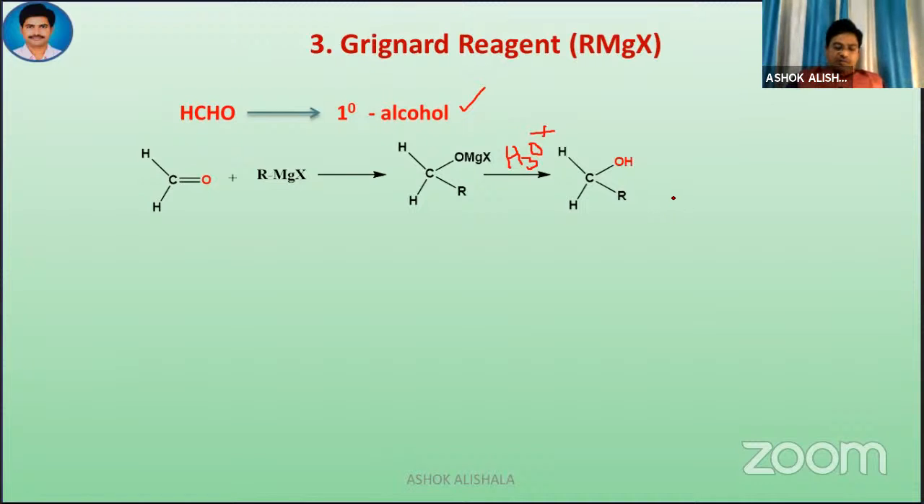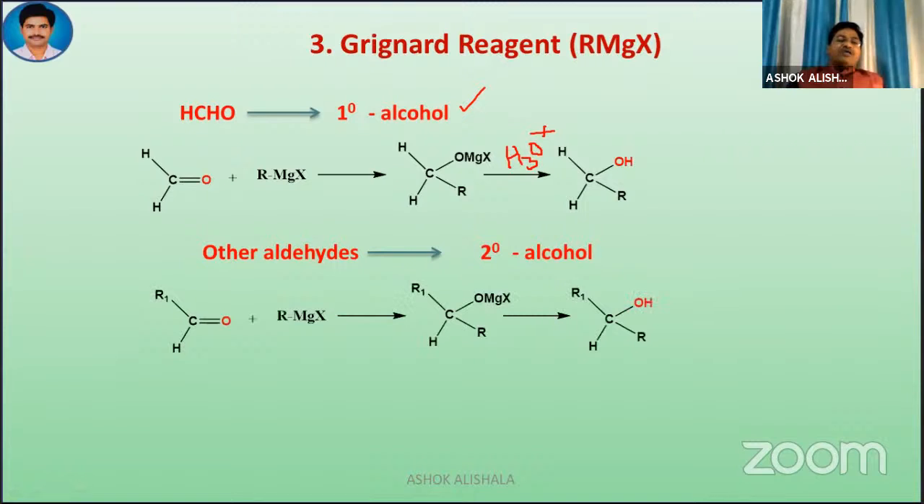But when the same reaction is carried out with any aldehyde other than formaldehyde, you will get a secondary alcohol. How is that? This is an aldehyde other than formaldehyde, like acetaldehyde, propanaldehyde, and so on. When treated with the Grignard reagent, this is going to be an intermediate. Actually, what happens here?